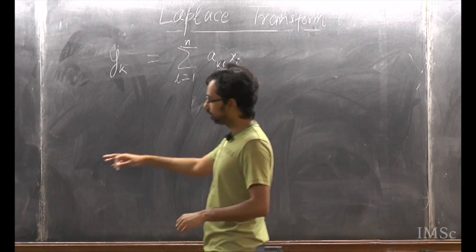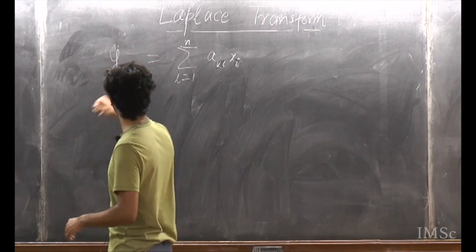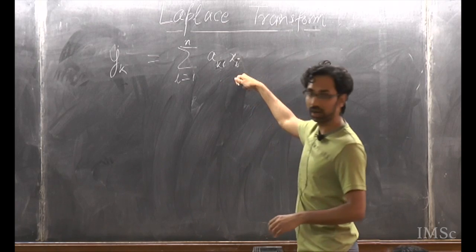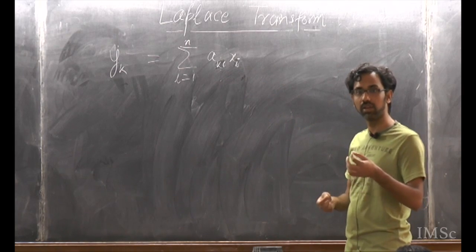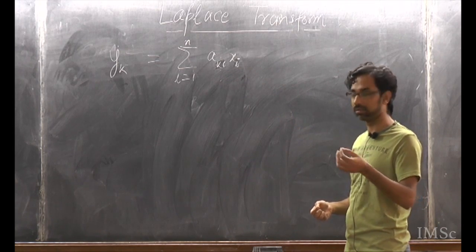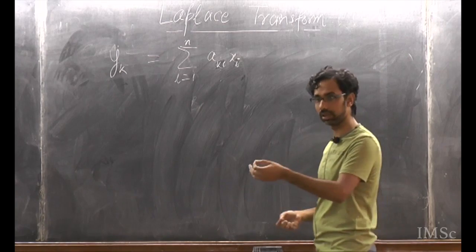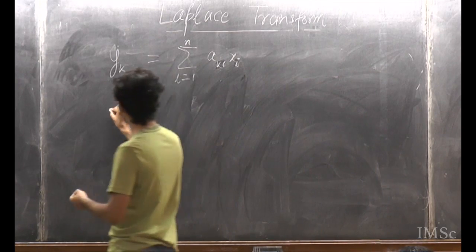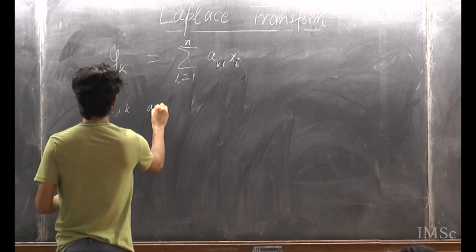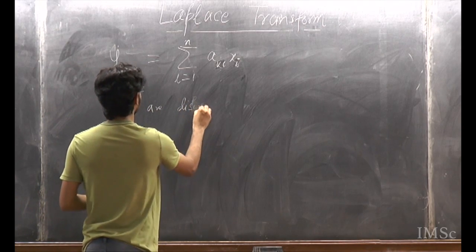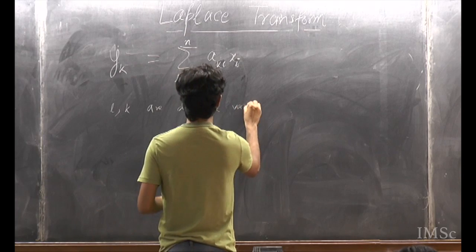So now here we have discrete variables. So here k and i are discrete variables. They are taking only integer natural numbers 1, 2, 3 to n, right? So i and k are discrete variables.